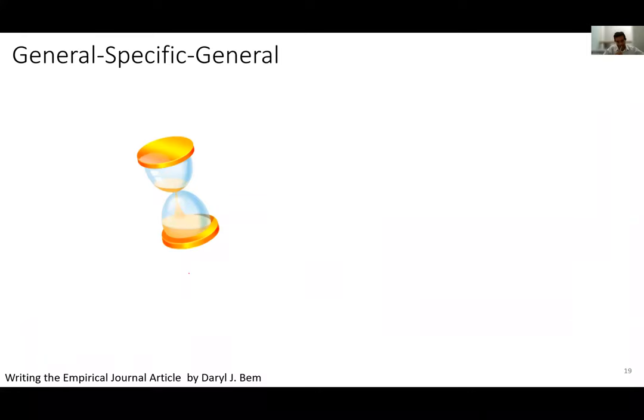This structure is general to specific to general. You start with very broad, general statements, and then you narrow down to specific or narrow points. And then finally, you generalize again, general and broad. This is the way of explaining in a paper, a thesis, or in an answer to your question.